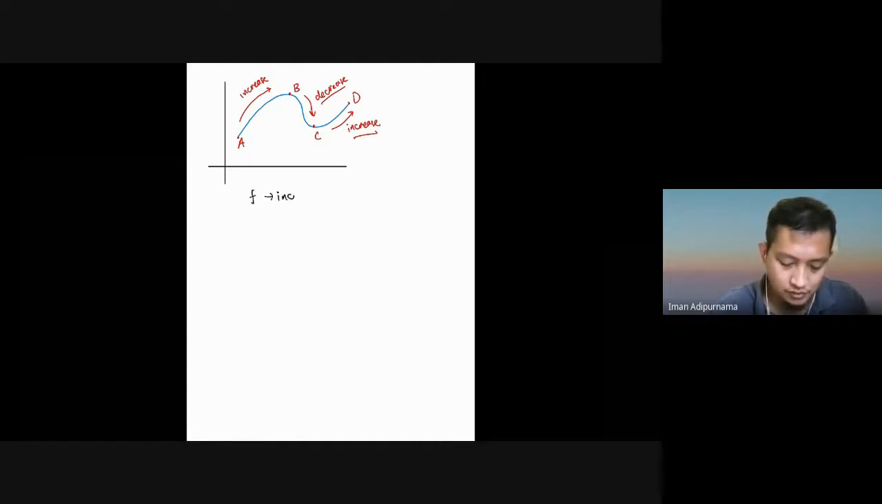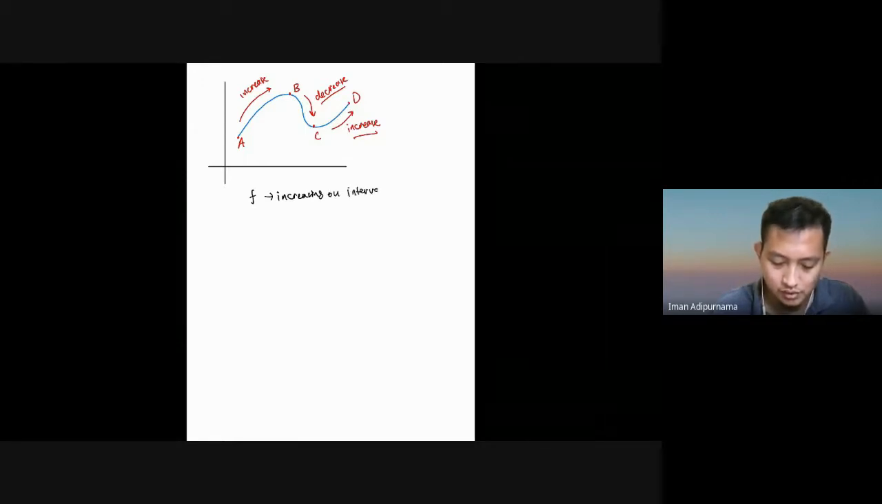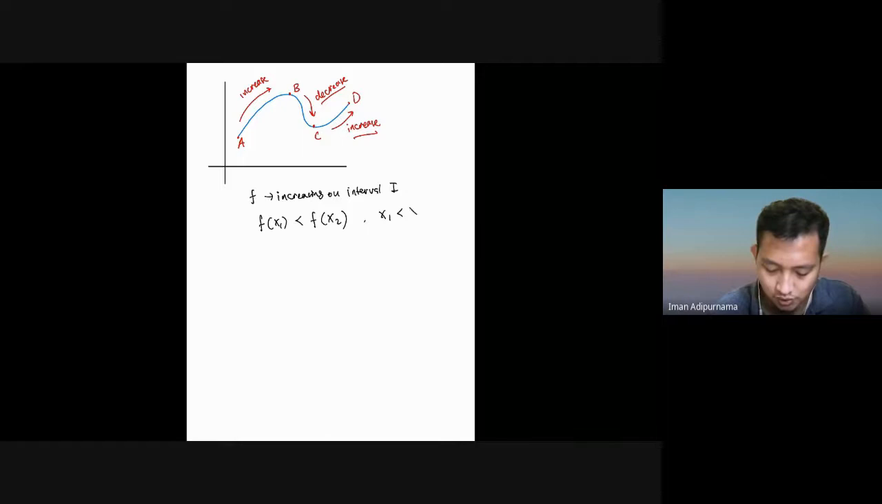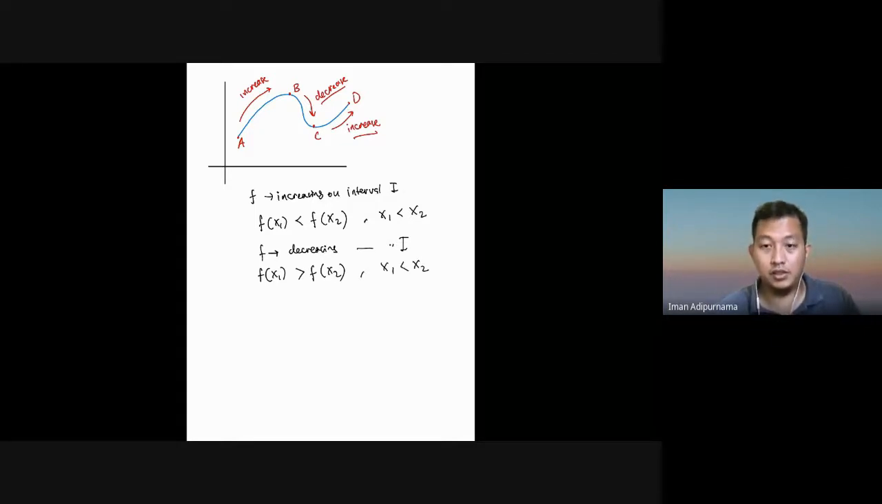So f is increasing on some interval, any interval you find, when you have this inequality where x1 is less than x2. And decreasing is the same on an interval. I think this is quite understandable when you see the graph also, right? Okay, it's increasing, decreasing.